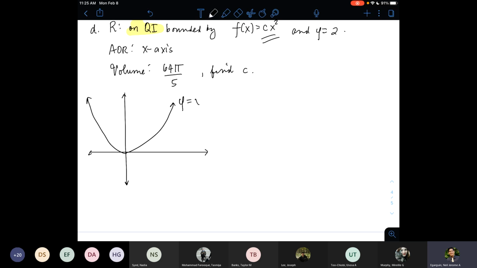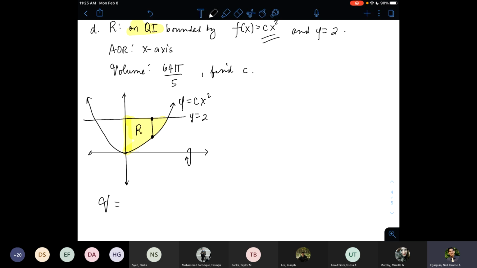Remember that we are just on the first quadrant, so cx squared, okay? And then we have the line y equals 2, here. This would be the shaded region R, and the axis of revolution is the x-axis. Again, I'll take advantage of the fact that the functions are given in terms of the variable x, so I will insist on using vertical strips. Here I will do the washer method, but that shouldn't be a big issue.